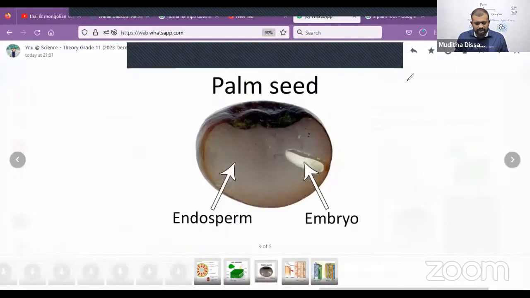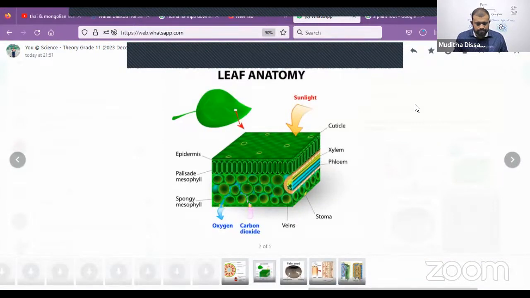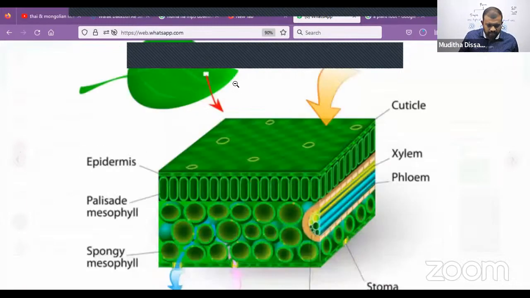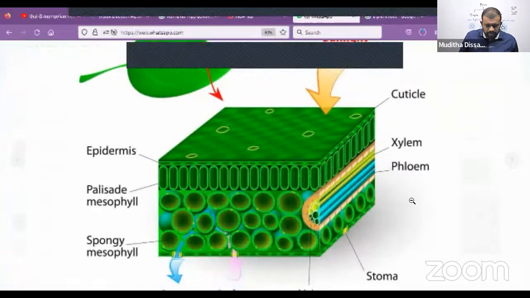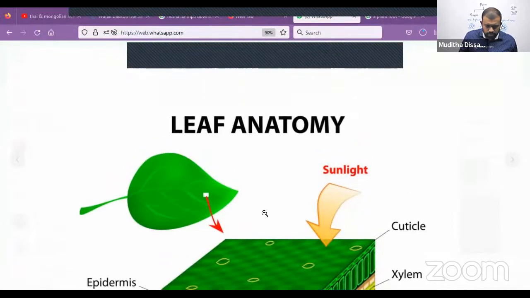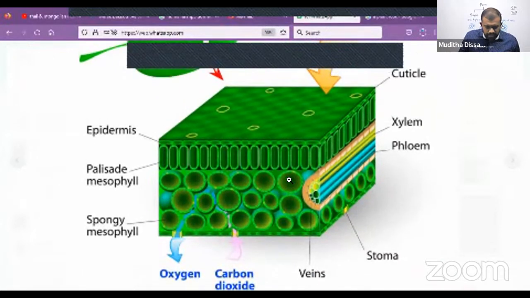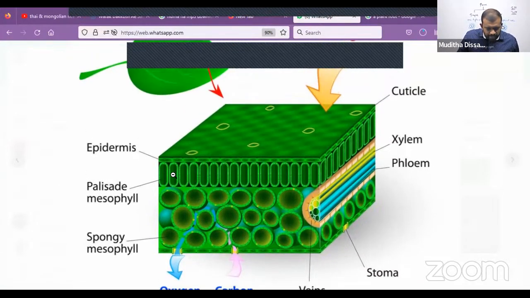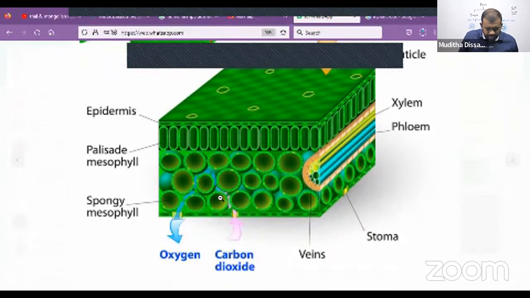Next one, leaves. The leaves have mesophylls, right? Spongy mesophylls are in the leaves. Let's look at that one. This is the cross section of a leaf. Top layer. Here you can see palisade mesophylls, this set, and spongy mesophylls, this set. So the majority of the leaf is mesophylls.